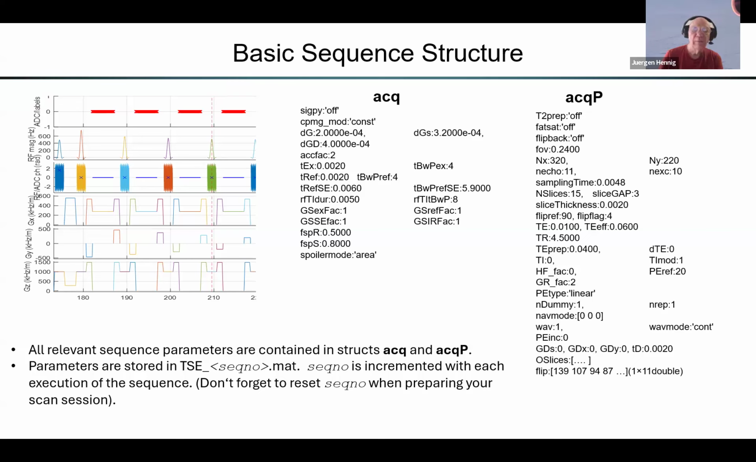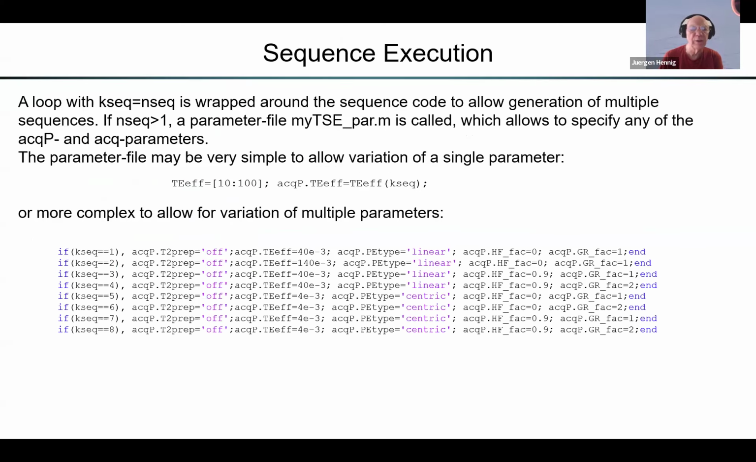And the sequence parameters are automatically stored at the end of the sequence creation in a mat file, so that later on you know what you have been doing. If you look at the sequence code, you see that there's a loop wrapped around the whole sequence, the KSEC loop, and that allows you to generate multiple sequences in one run of the sequence. Whenever nsec is greater than 1, then a parameter file, my tsepar.m, is called, and in that parameter file you can specify whatever parameters you want to modify.